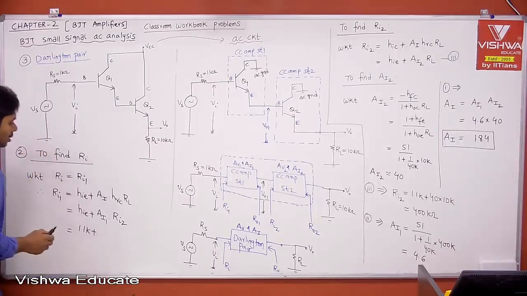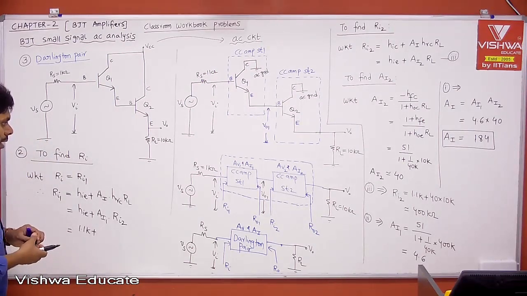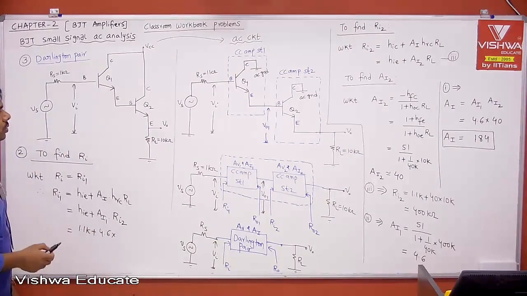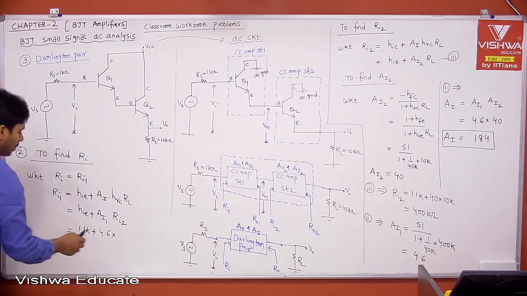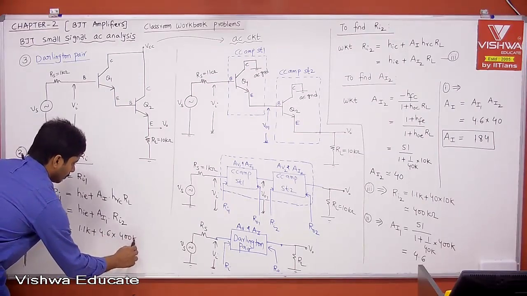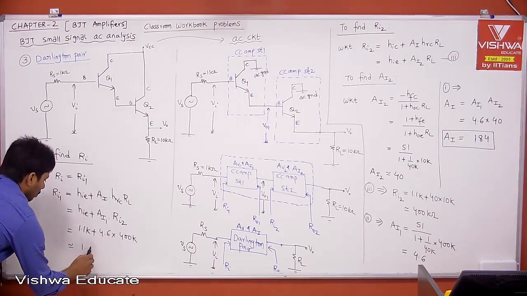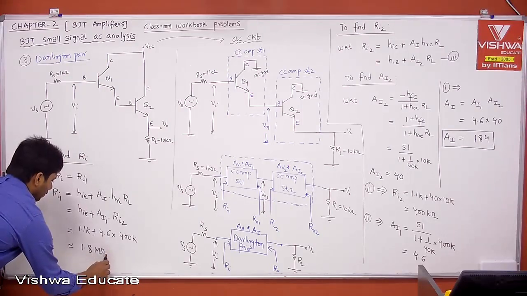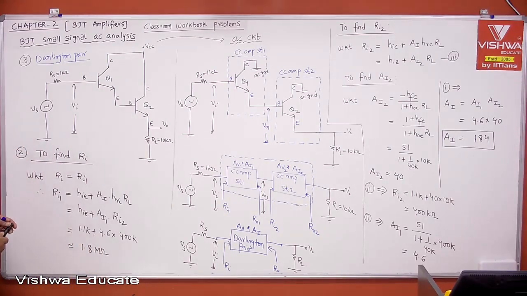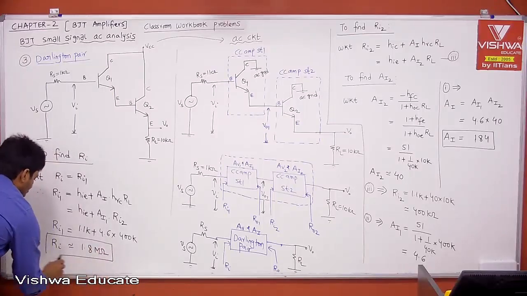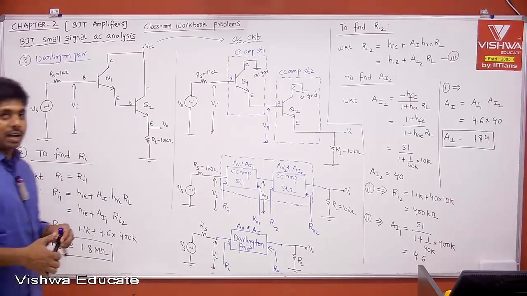So this is 1.1k plus AI1. What is AI1? AI1 is nothing but 4.6, into what is Ri2? Ri2 is 400 kilo ohm. Then what is this? 4 4s are 16, 4 6s are 24. It is approximately 1.8 mega ohm. Therefore, this is nothing but our input impedance, this is Ri1. Now this is your Ri, which is 1.8 mega ohm. That is what we are interested in, right?